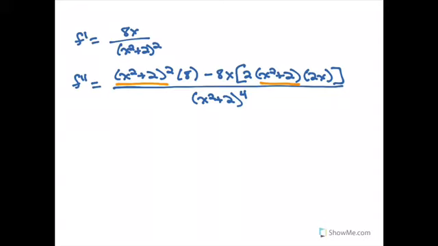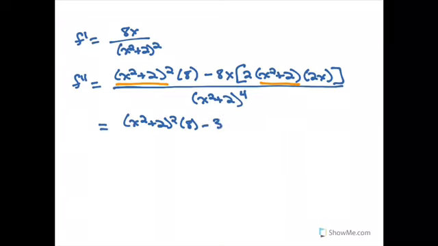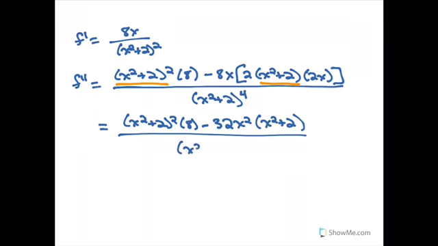So let's do some work here first. (x squared plus 2) squared times 8. And I'm just going to clean up this second term here. 8x times 2 is 16 times another 2x. This is minus 32x squared times (x squared plus 2), all over (x squared plus 2) to the 4th.